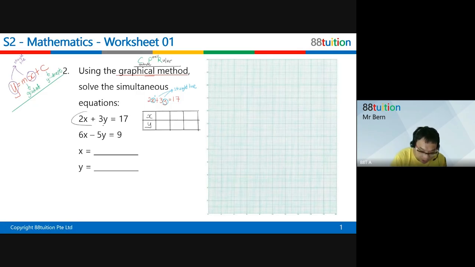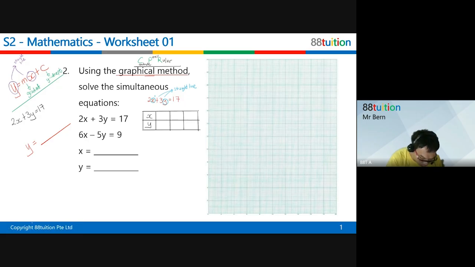So this is the equation that's given to me, 2x plus 3y equal to 17. But I want to manipulate it a little bit. I want to manipulate this equation such that my y is on the left-hand side and my other things are on the right-hand side. I want to try to manipulate this equation into something easy for me.